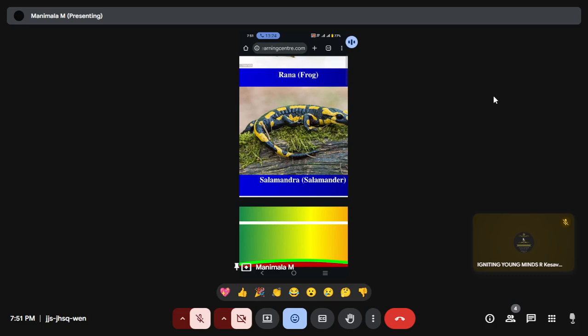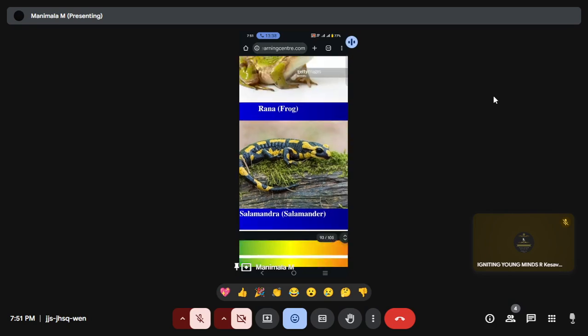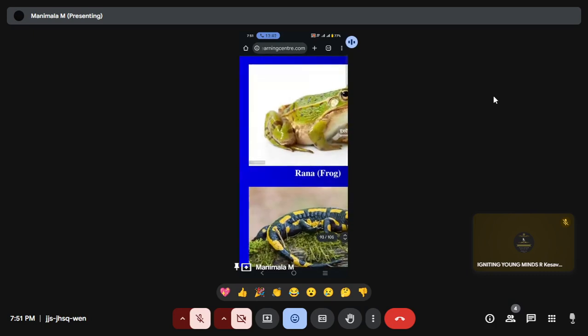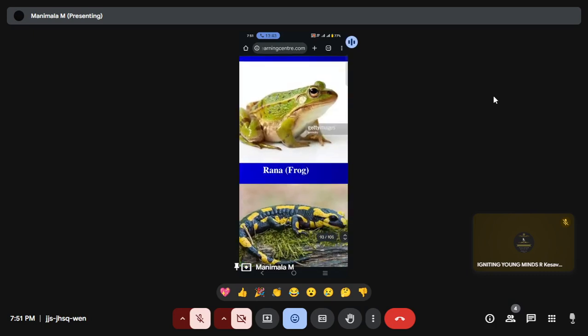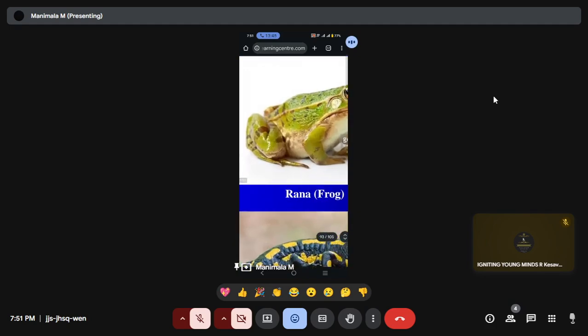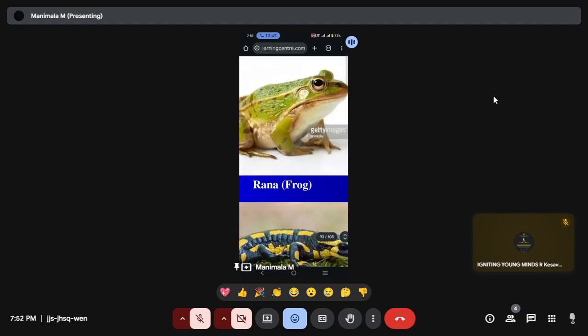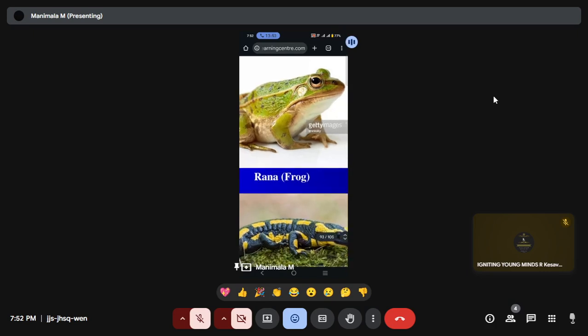The next thing is the limbs. They have two pairs of pentadactyl limbs. The limbs are called amphibian limbs. So they have two pairs, the front pair and also the back pair. These limbs are named pentadactyl.